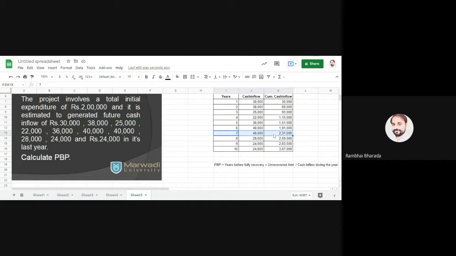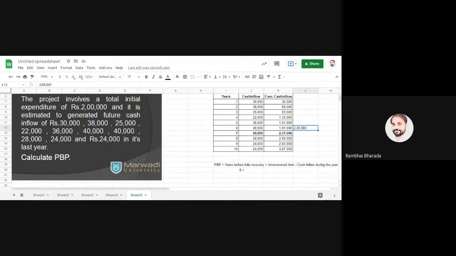इसका मैं थोड़ा highlight कर देता हूँ. So before this one means which year? 6 years. Okay, so 6 plus unrecovered amount. Now see here, up to the 6th year we have covered 1,91,000 and we need to recover 2 lakh rupees because the project cost or initial investment is 2 lakh rupees. So which amount is still pending to recover, or which amount is unrecovered?